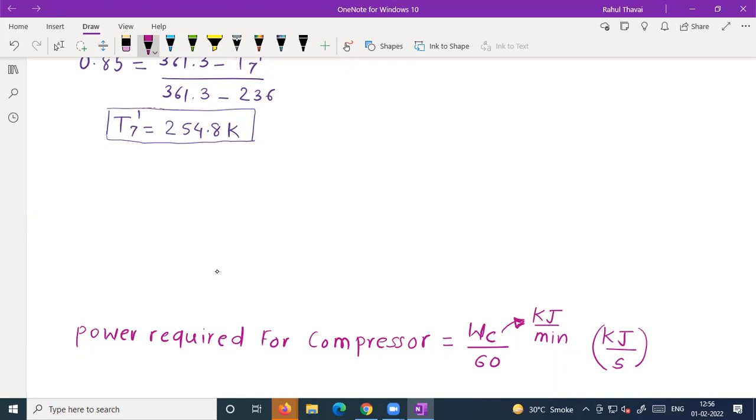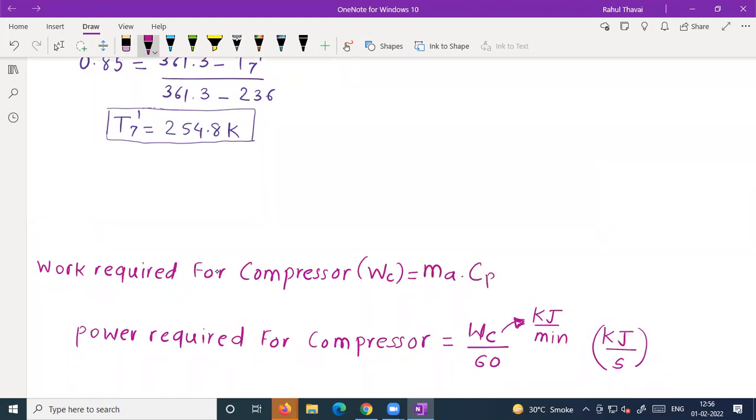So let us calculate WC first, the work required for the compressor. This derivation we have already seen. The work required for the compressor, indicated by WC, is the mass of the air into Cp of the air into the change in temperature.